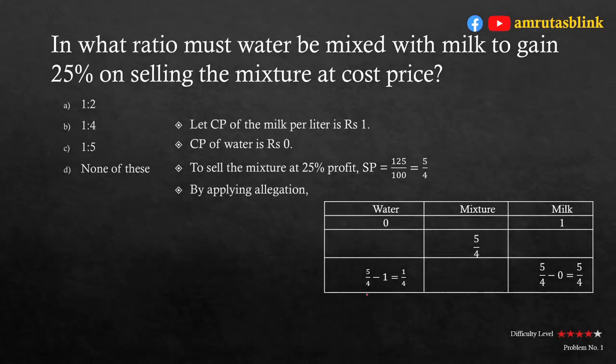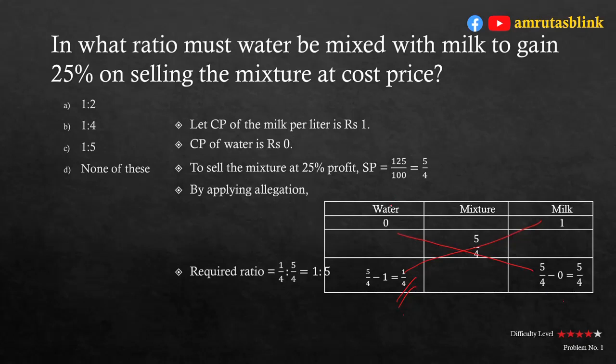So you have obtained 1 by 4, that is 5 by 4 minus 1 by this formula, and 5 by 4 minus 0 is equal to 5 by 4. Now we will find out the ratio of water to milk, that is 1 by 4 as to 5 by 4, which is equal to nothing but 1 as to 5. So in what ratio must water be mixed with milk?